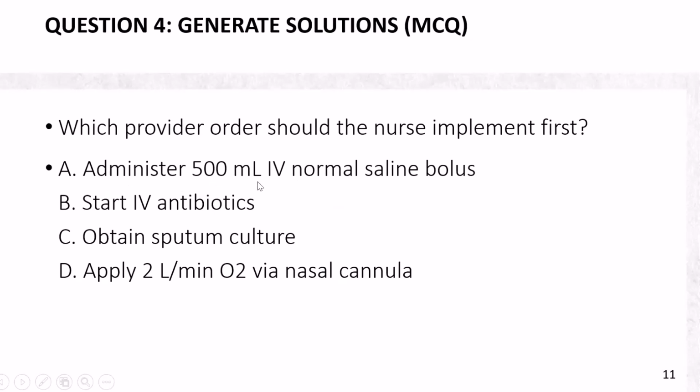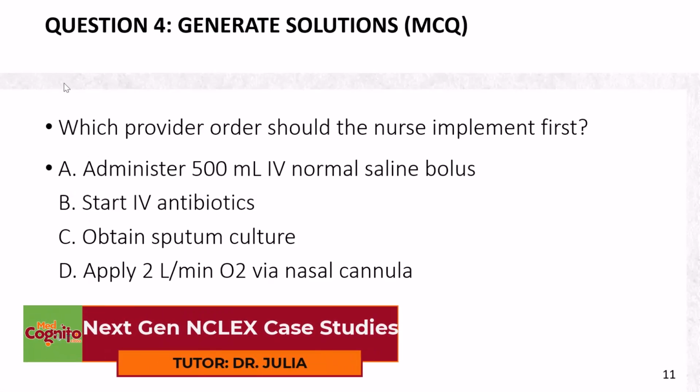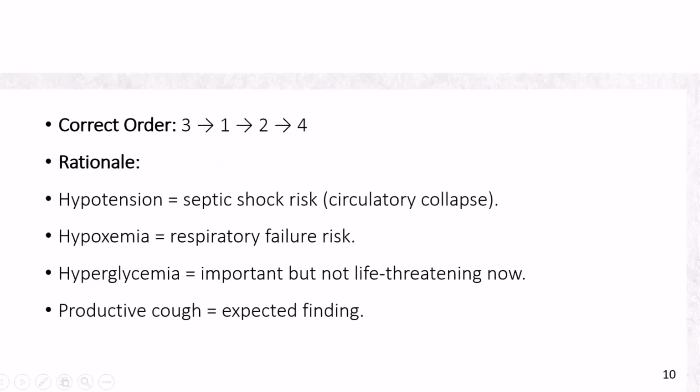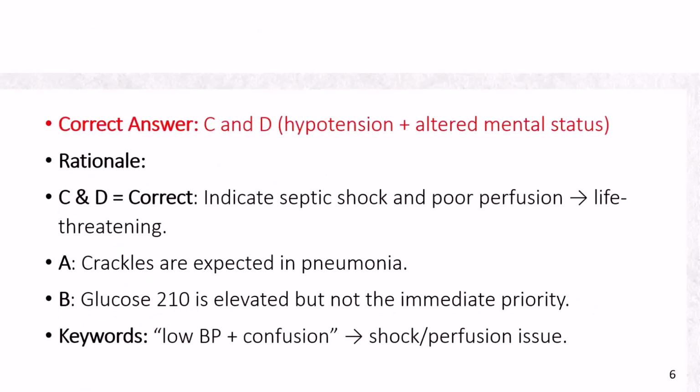Administer 500 ml IV normal saline bolus, start IV antibiotics, obtain sputum culture, and then apply 2 liters per minute oxygen via a nasal cannula. Let's go. What will you do first? So we have these orders. What will you do first? So let's always go back to, okay, so we have A and we have D. So let's not get confused. Let's always go back to the question.